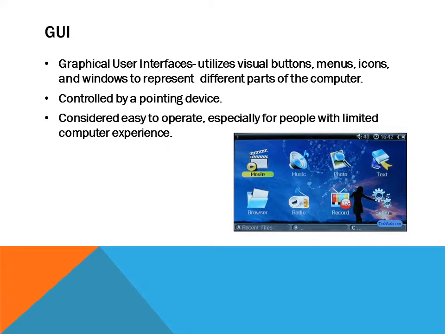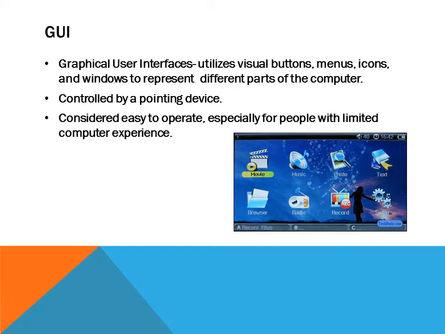The first type of user interface we're going to look at is GUI, otherwise known as graphical user interfaces. Graphical user interfaces utilize visual buttons, menus, icons, and windows to represent different parts of the computer, such as a camera or monitor, and it allows you just to click on and go to.